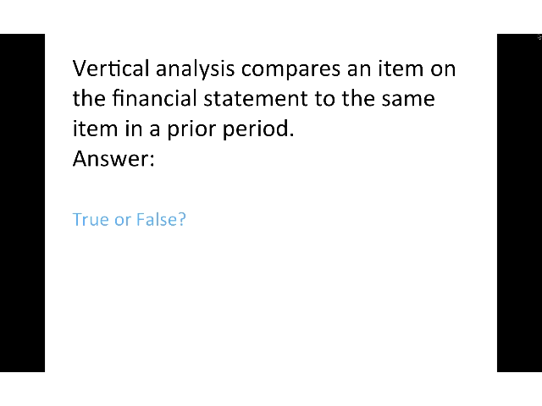I think we have just a couple more and then we're going to do the homework problem. Vertical analysis compares an item on a financial statement to the same item in a prior period, true or false? We should all get this at this point.